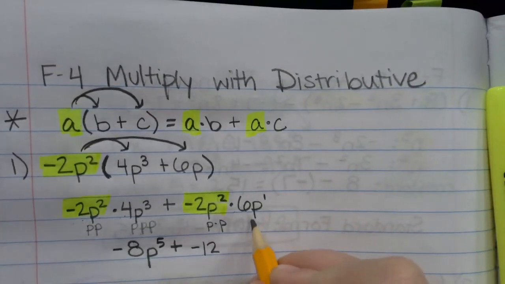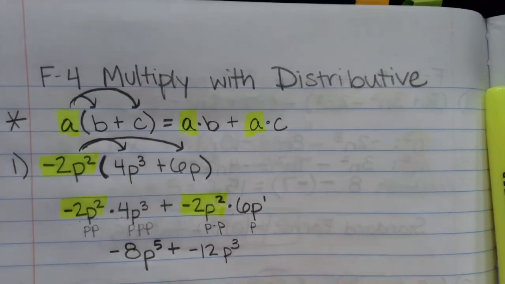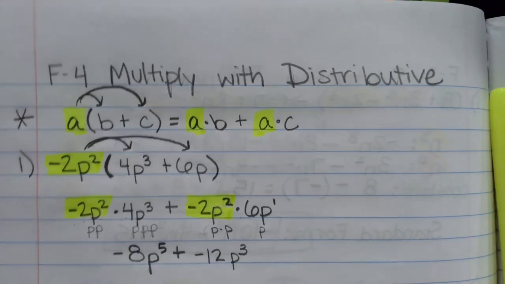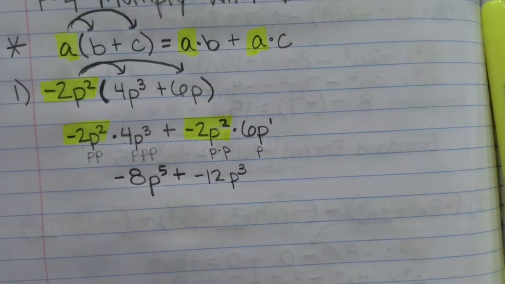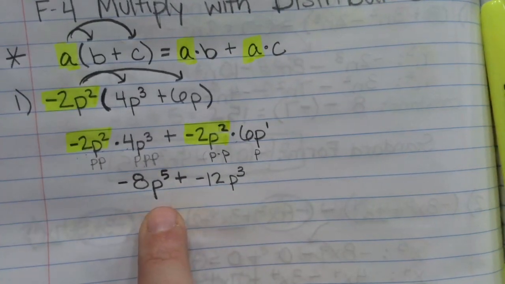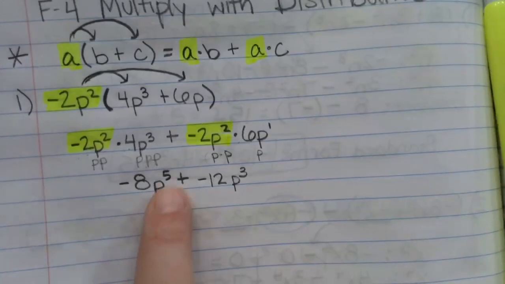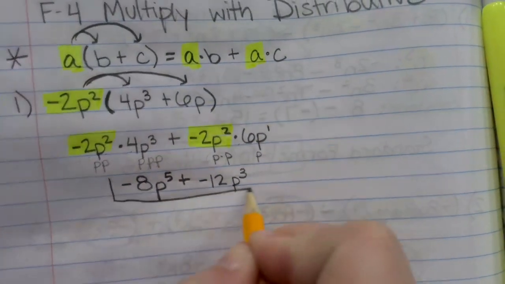Alright, so if I have another p, how many p's total would that be? 3, so p to the 3rd power. Can I combine those terms? They both have p's. Are they like terms though? No, this one's a p to the 5th and a p to the 3rd. So that's it. Crushed it.